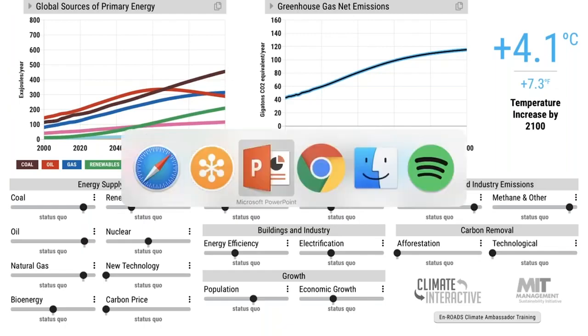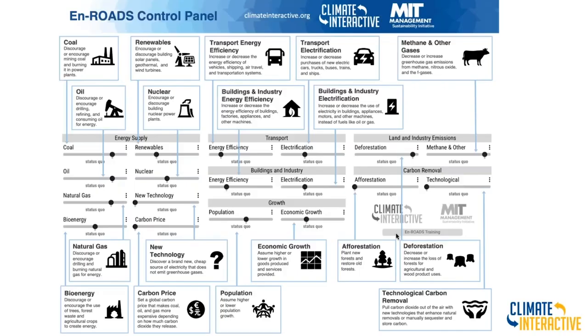And by the way, we do have this slide, and actually, yes, Bindu, could you send this to people right now? This is the En-ROADS control panel. So this is what you would do, is you would send people, before you engage them online, this document, and it shows all the levers I was just showing you, see here in the middle. It has a short description of each of them that explains what exactly we're talking about. I was just focusing on buildings and industry energy efficiency, increase or decrease the energy efficiency of buildings, factories, appliances, and other machines, which is the lever right here. This is a really helpful guide.